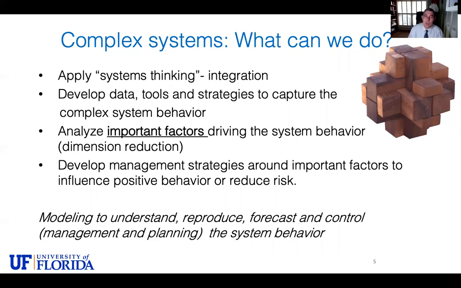So models are a cornerstone of this strategy, because this systems thinking translates into breaking all these pieces into algorithms or equations, and ultimately putting them back together. The models allow us to do this management or risk mitigation on these complex systems, and in particular on the pollution control, or what we call mitigation system. Okay, so modeling to understand, reproduce, forecast, and control, in terms of management and planning, the system behavior.